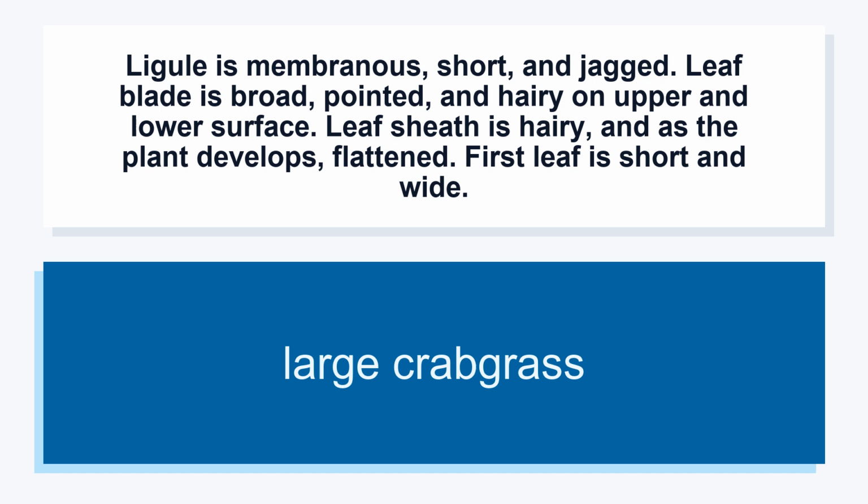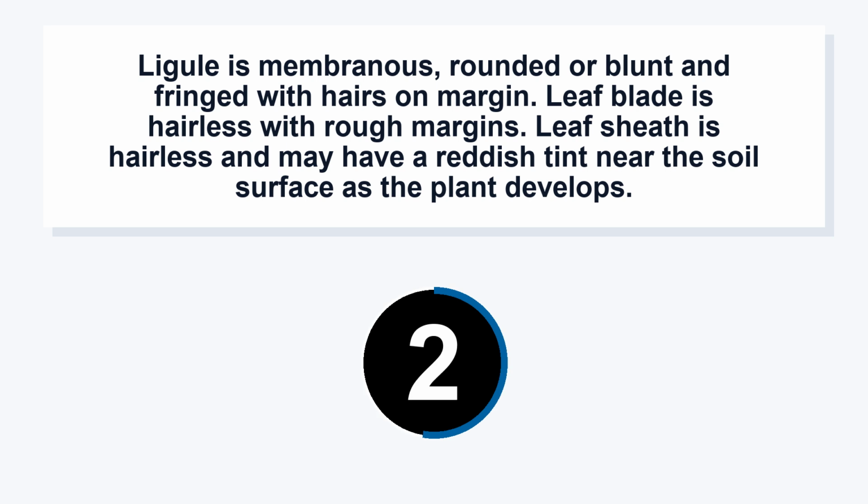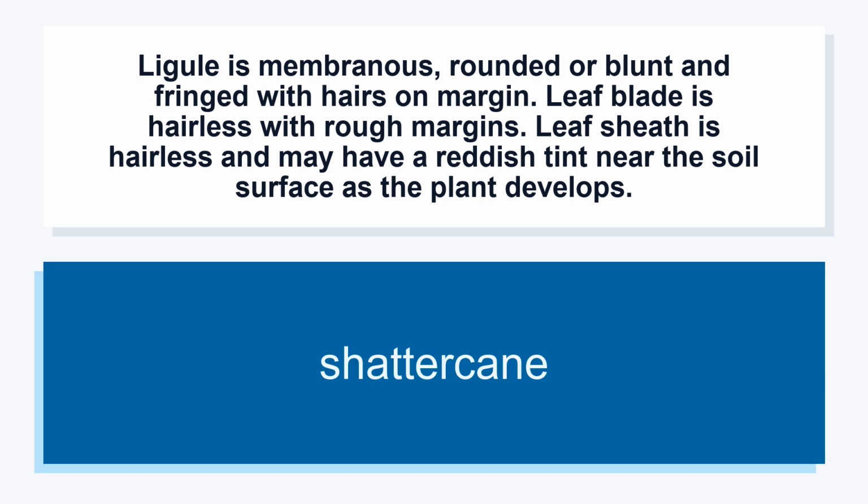Ligule is membranous, rounded or blunt and fringed with hairs on margin. Leaf blade is hairless with rough margins. Leaf sheath is hairless and may have a reddish tint near the soil surface as the plant develops. Shattercane.